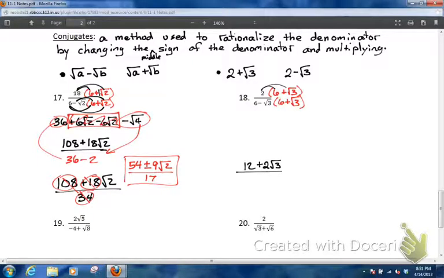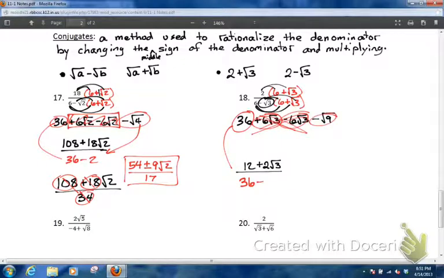All over, and then again, I'm going to FOIL my denominator. 6 times 6 is 36. 6 times a positive root 3 is positive 6 root 3. Negative root 3 times 6 is negative 6 root 3. And then negative root 3 times positive root 3 is negative root 9. So again, you're going to notice the same pattern here. The first number comes down, so my 36 comes down as part of my denominator. The middle terms cancel out. Positive 6 root 3 and negative 6 root 3 becomes 0. And then negative root 9 comes down here as minus the square root of 9, which is minus 3.